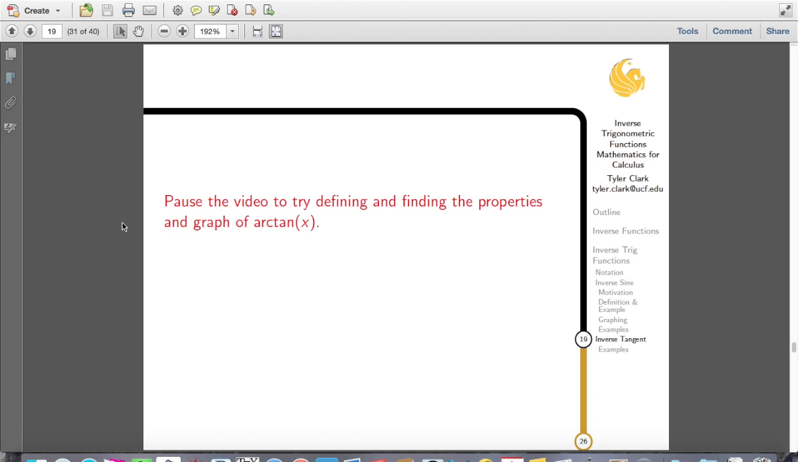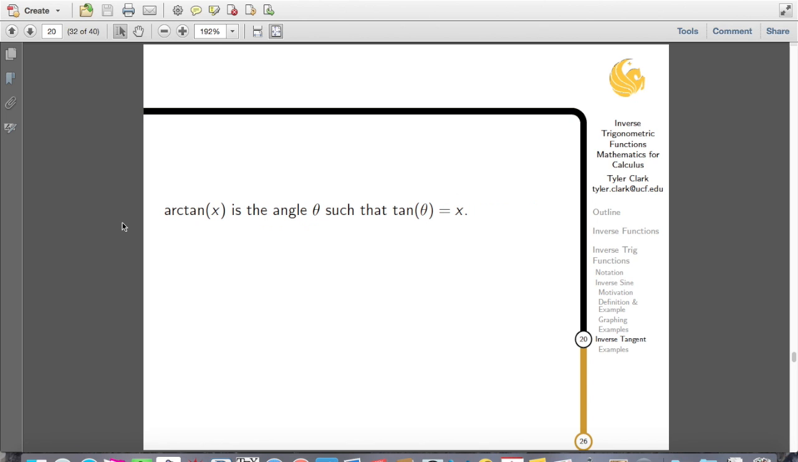Now I want you to pause the video and try defining and finding the properties and graph of the arctangent function. Okay, so we're going to define this analogously as we did with arcsine, and we see that the arctangent of x is the angle theta such that the tangent of theta equals x. It's a very similar definition to the arcsine function.